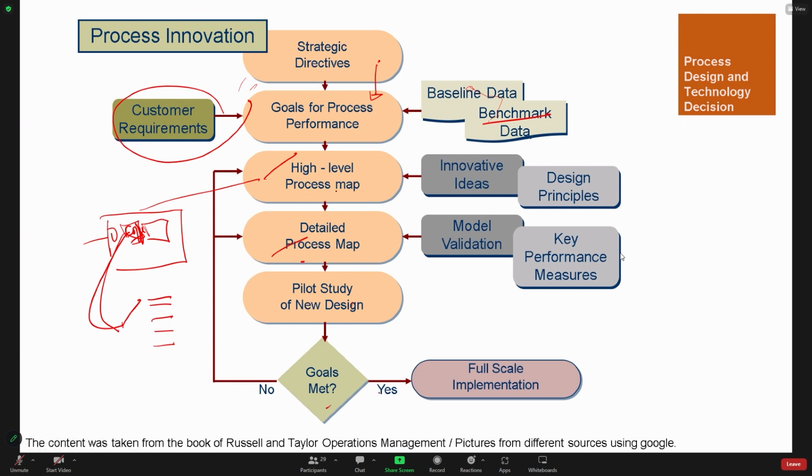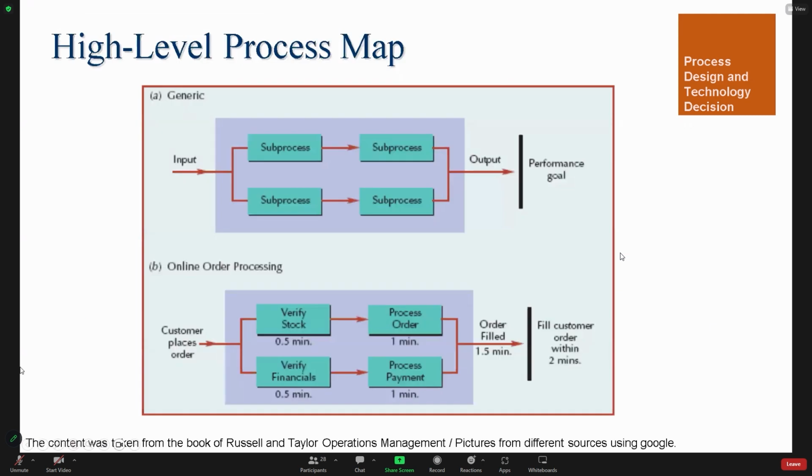Because during the high-level process map, okay, this is where you infuse your innovative idea. Okay, you now design the process. And then, for the detailed map, you need to validate this particular model. Okay, how many scoops of coffee, how many pumps of syrup. And you need to assess with regard to the key performance measure how effective that particular process is, okay, in producing the product and services. Okay? So, this is the high-level process map.